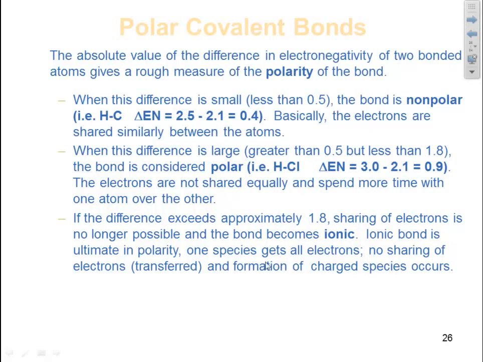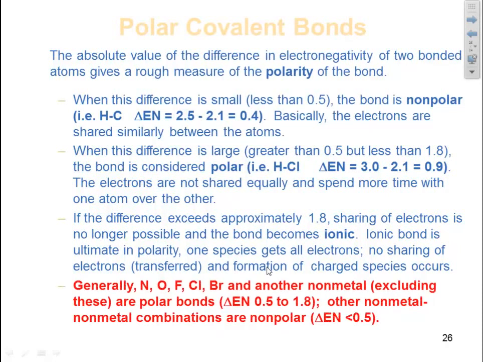This is the generality we go with. A metal-nonmetal tends to be an ionic bond. It's going to tend to be, for the most part, greater than 1.8. Now here's your generality for the other situations of nonpolar and polar bonds for your covalent bonds. Generally, nitrogen, oxygen, fluorine, chlorine, and bromine: you take these five and attach them to any other nonmetal, excluding these themselves, and what you have is a polar bond. Their electronegativity difference will be between 0.5 and 1.8. So generally, nitrogen, oxygen, fluorine, chlorine, and bromine attached to some other nonmetal will be a polar bond. Other nonmetal combinations will be nonpolar. They'll be less than 0.5.